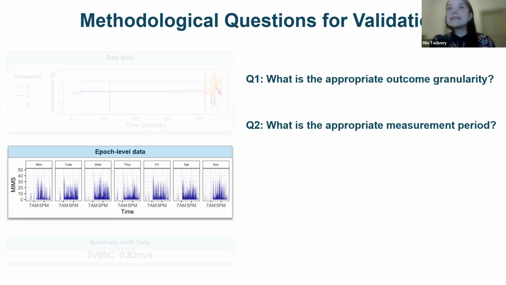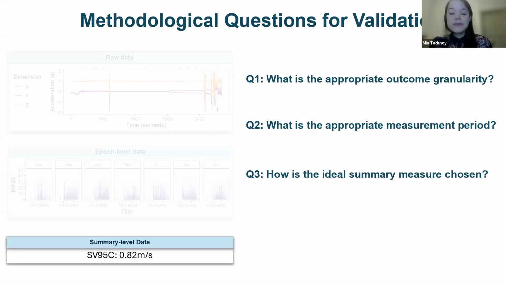Our second question is, what is the appropriate measurement period? So for stride velocity 95th centile, they chose 180 hours as an appropriate measurement period. They considered factors like the variability of this outcome as the measurement period changes, but also things like burden, compliance, and battery life. But how to make this decision in other contexts is really quite complex.